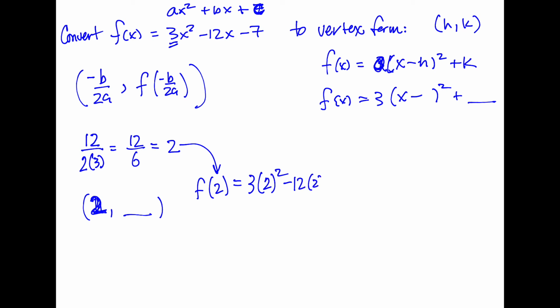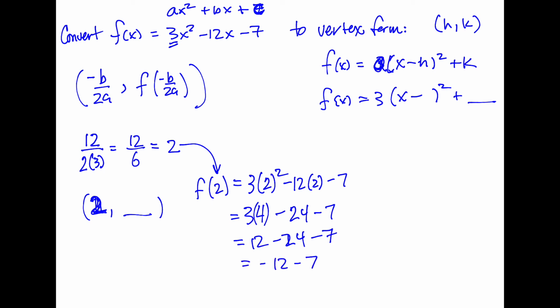So we write out 2 wherever we see it, and then we simplify all this. 2 squared is 4, so that's 3 times 4, which is 12, minus 12 times 2, which is 24, minus 7. That's 12 minus 24 minus 7, which is negative 12 minus 7, and that's negative 19. So we see 2, negative 19 is where my vertex is.